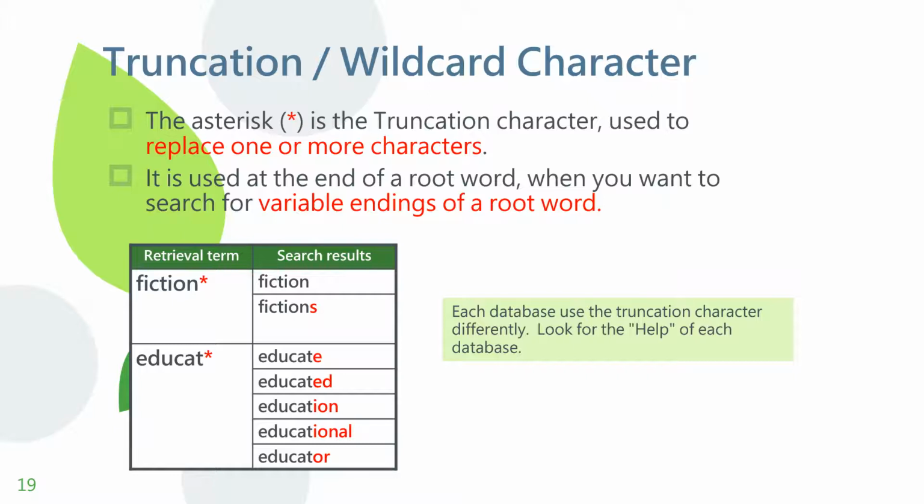When you add this symbol, usually at the end of words, you can get search results with the same prefix. For example, by searching fiction with the symbol, you will search for both singular and plural words. Another example is searching for educate with the symbol, which would tell the database to look for all possible endings to that root. Results will include educated, educating, education, educational, or educator.